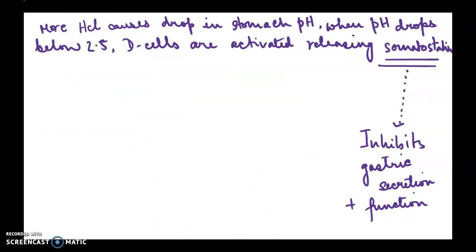Okay, so as more hydrochloric acid is produced, obviously that results in a drop of stomach pH, and when that pH drops below 2, the D cells are activated. And what are the D cells producing? They release somatostatin, remember? Somatostatin inhibits gastric secretion and function, so we see a negative feedback loop here.